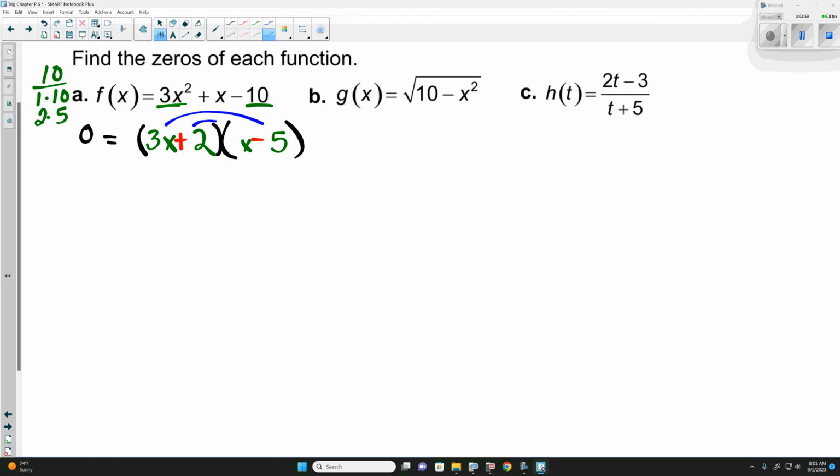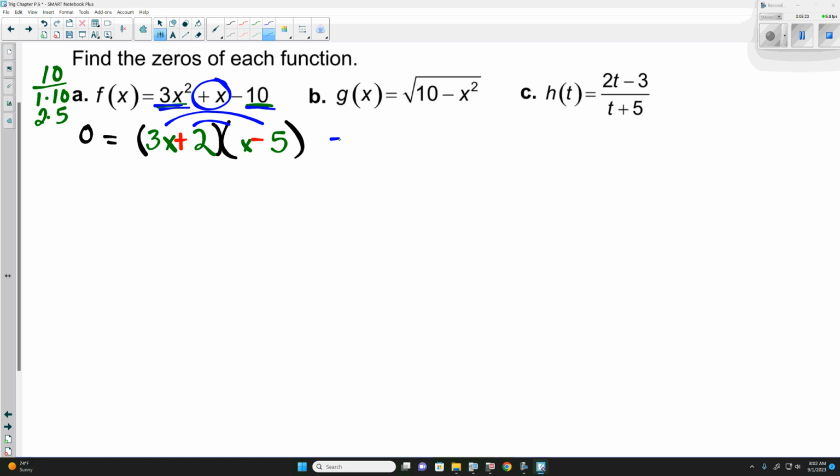Now the last thing we can do is check. Now I normally never check 3x times x, our first terms, because 3x times x is 3x squared. Well, we got that from the factors of 3x squared. We should get back there. I don't always, or I really never multiply 2 and -5, because that'll definitely get us back to -10. The only one that really changes is the middle term.